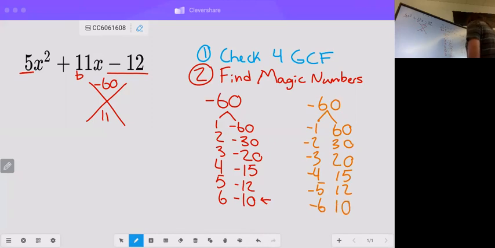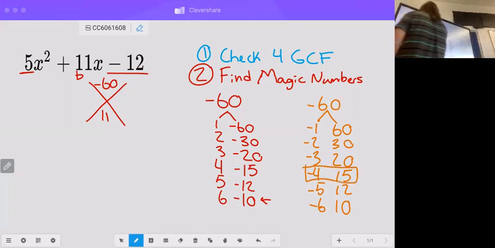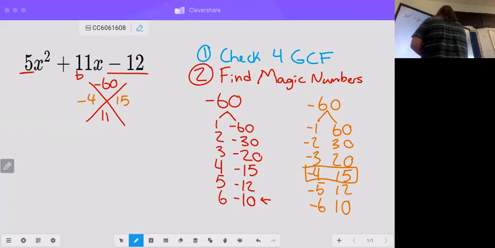All right. Now, once we go through, we can find a pair that will add up to be +11. And it's this pair right here. We've got -4 and +15. Now I'm going to erase these factor pairs. So don't mind me, this is just me erasing.